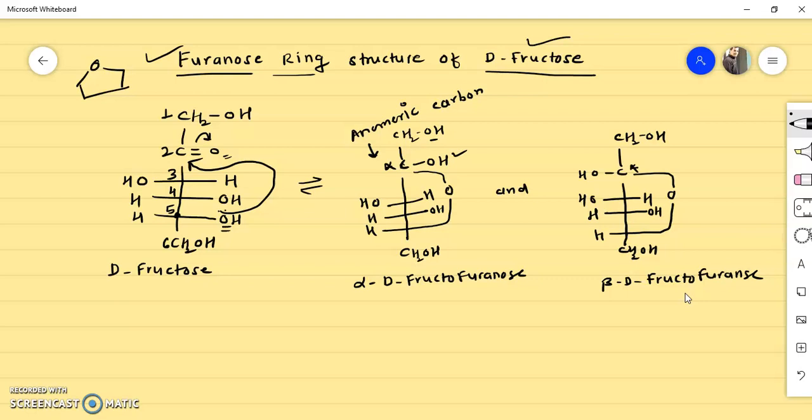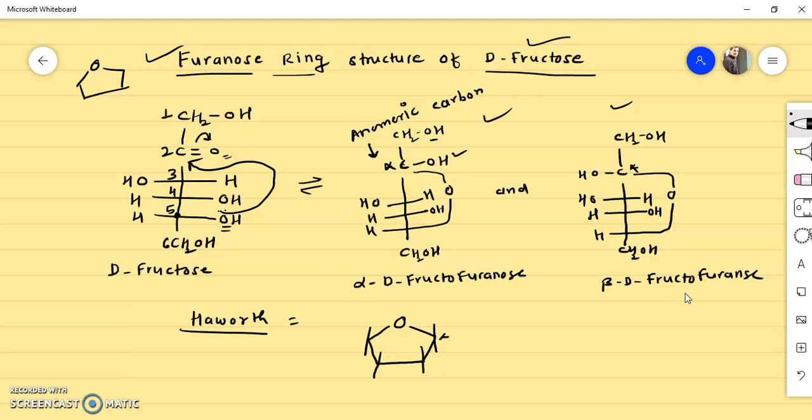Now by observing this structure and this structure, you will feel like the orientation is not proper. So to draw the proper orientation, which form we have to draw? Yes, Haworth form we have to draw. So in Haworth form we have to represent this alpha D fructofuranose and beta D fructofuranose, not a pyranose, it is furanose. So to draw the alpha D fructofuranose, I will draw first a 5-membered ring like this. Then I will draw the bonds in this way.